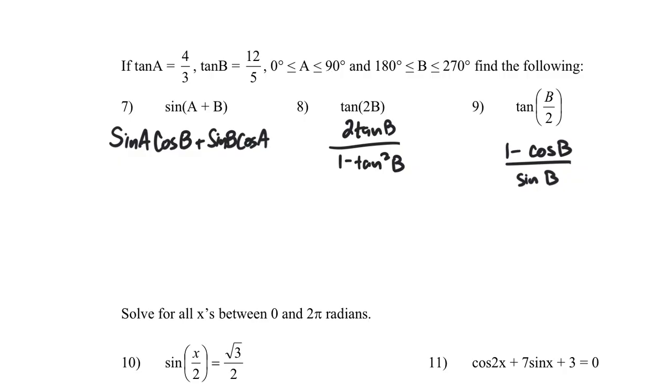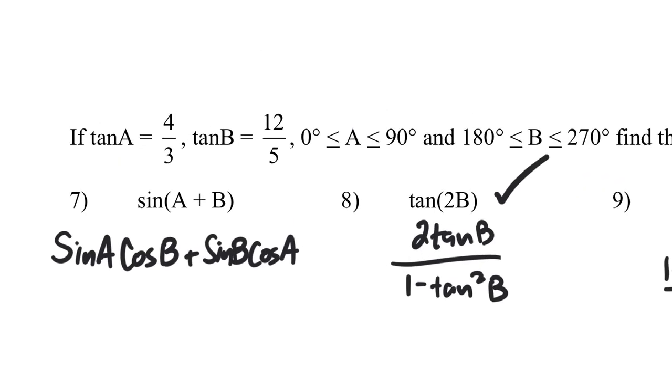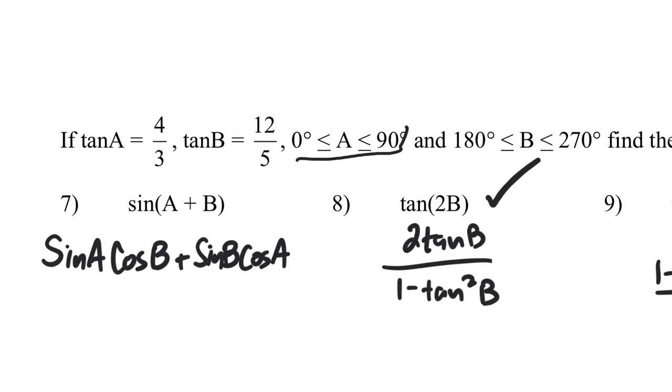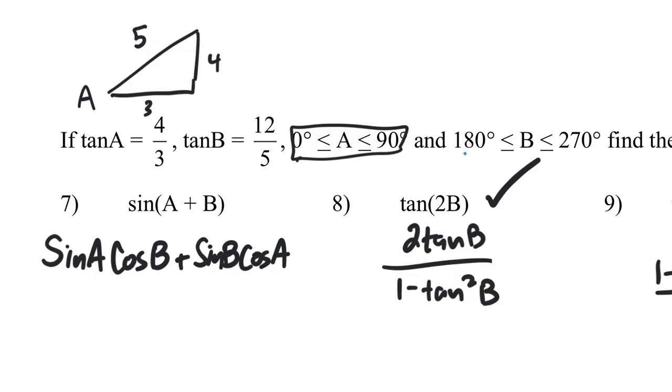I need, well, tan of b, I might have what I need here, just from the problem itself. Sine and cosine, I don't have quite what I need. So I'm going to need some extra information. In the problem, they tell us that angle A is in the first quadrant, and it's got a tangent of 4/3. So that's going to look like this. There's angle A. The hypotenuse would be 5. Angle B is one that we'll need a triangle for too. It is between 180 and 270, meaning that's quadrant 3.